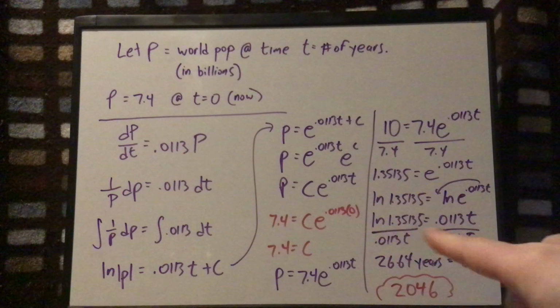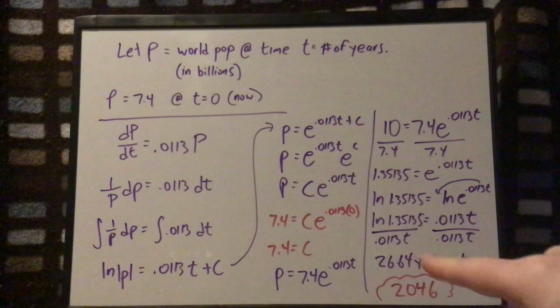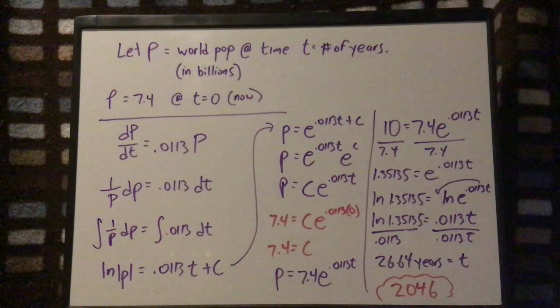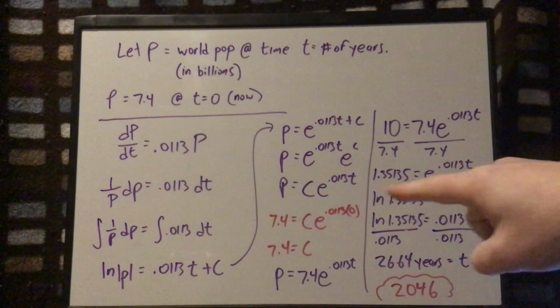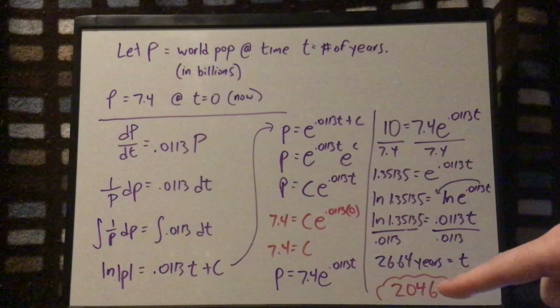and then all I need to do is divide this 0.0113 off of the t. Oh, I know I have the t here. Get rid of that on both sides. That's silly. So just divide that 0.0113 on both sides, and then you'll get what t is. I just threw all this into a calculator, and I got the number 26.64 years. So basically, when will the world population, according to this model, reach 10 billion? It'll happen in 26.64 years, roughly sometime in the year 2046.